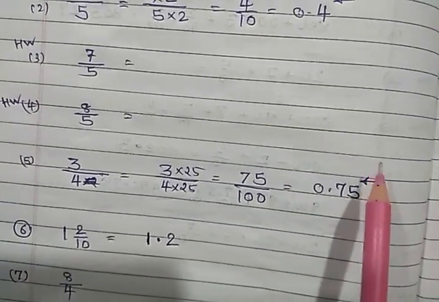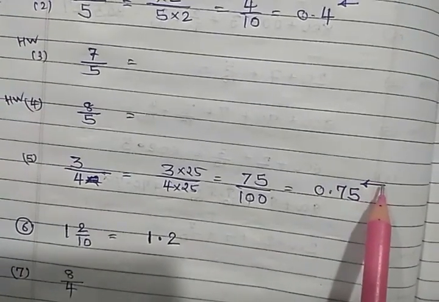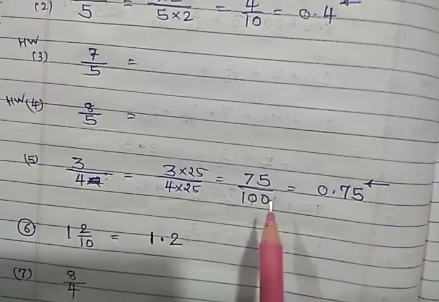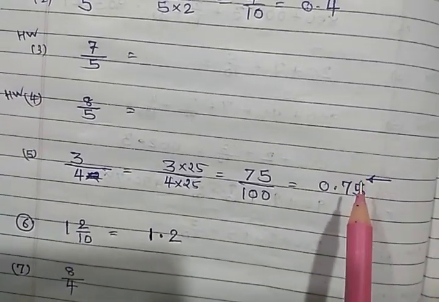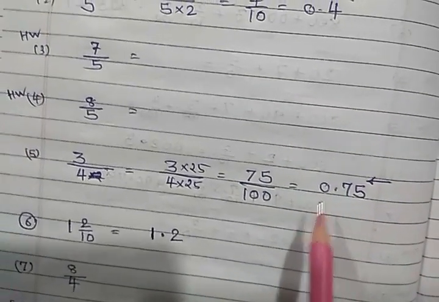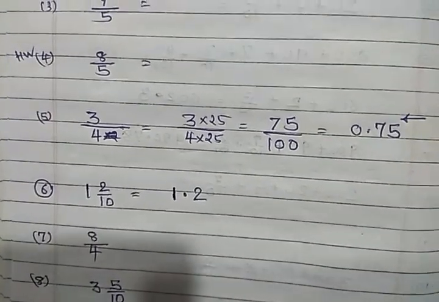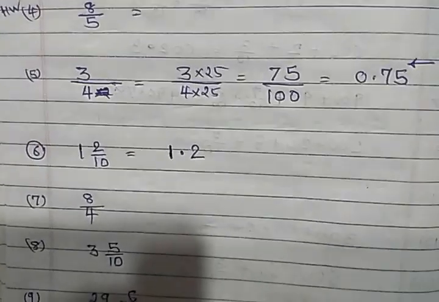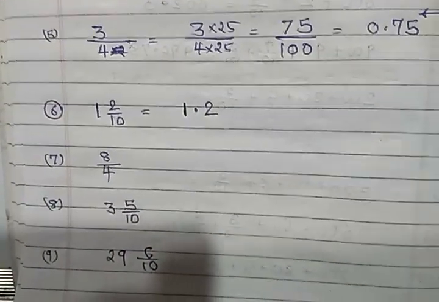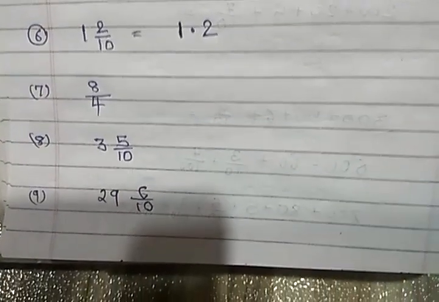Means here 75 is there. We have to cut the decimal, you see here I put the arrow. Why did I put the arrow? It means you have to move the decimal from right to left. How many? 2 zeros are there, so you have to cut 2 places, like this, 0.75. Another is 1 integer 2 upon 10, which means 1.2. 8 upon 4, that you can do as homework. 3 integer 5 upon 10, that is also homework. 29 integer 6 upon 10, homework.